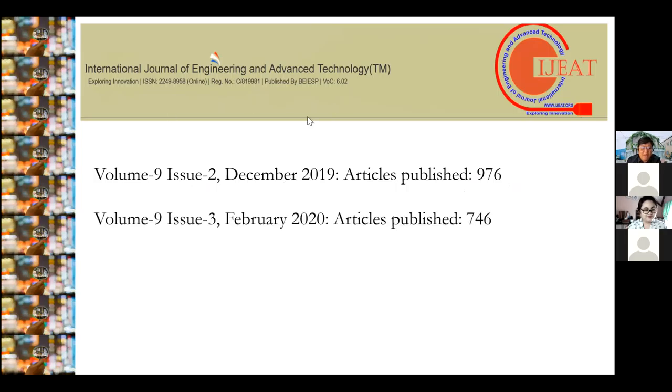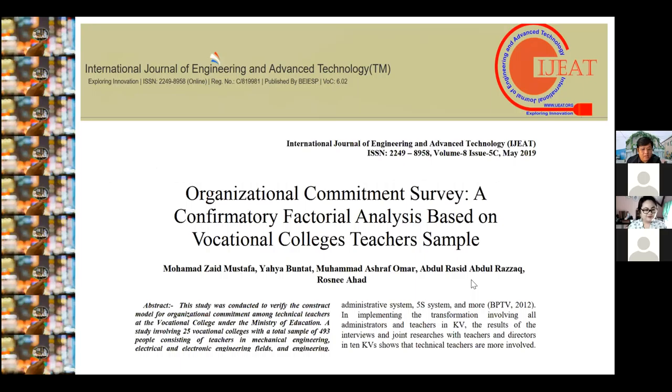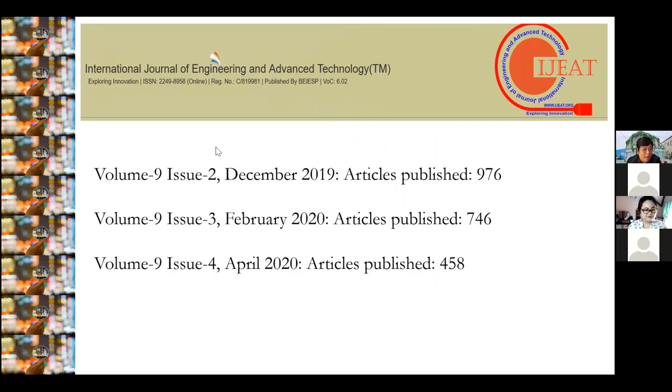Then in their volume 9, issue 3, February 2020, articles published: 746. So I have the same question: why 700? Do they have that many reviewers? For volume 9, issue 4, April 2022, 458. So these are red flags. They published so many papers.